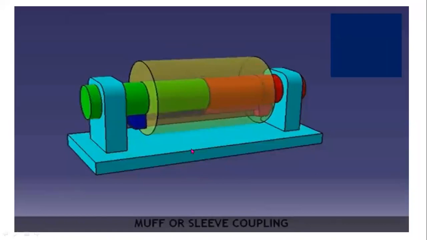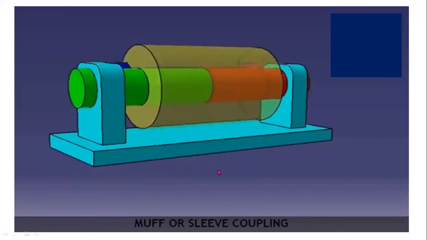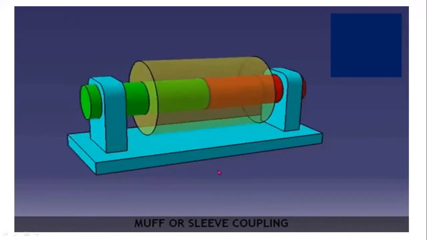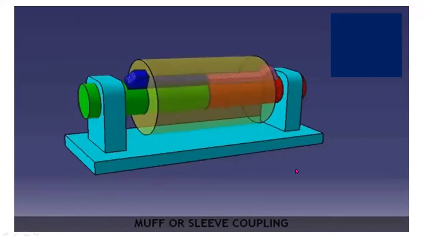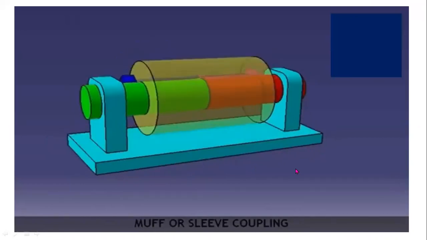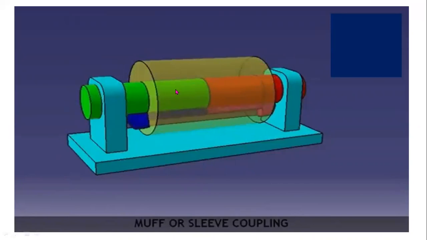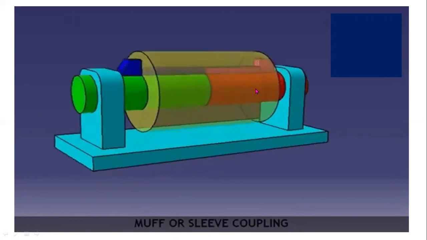This is the example of a sleeve or muff coupling. Here you can observe the animation view. Here you can observe there are two shafts. For joining these two shafts, we are using a sleeve or muff coupling. A sleeve or muff coupling is a hollow type shaft, hollow shaft.